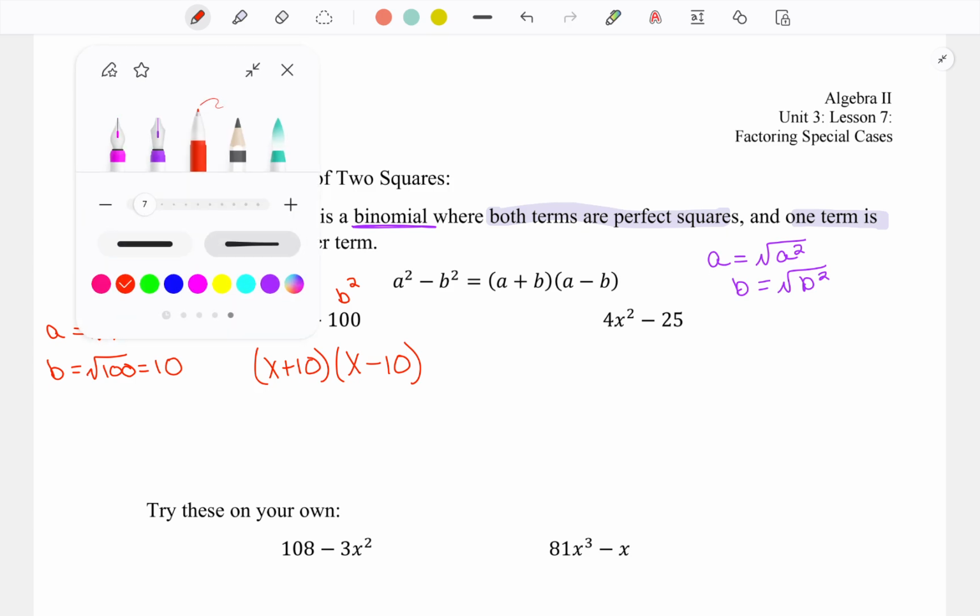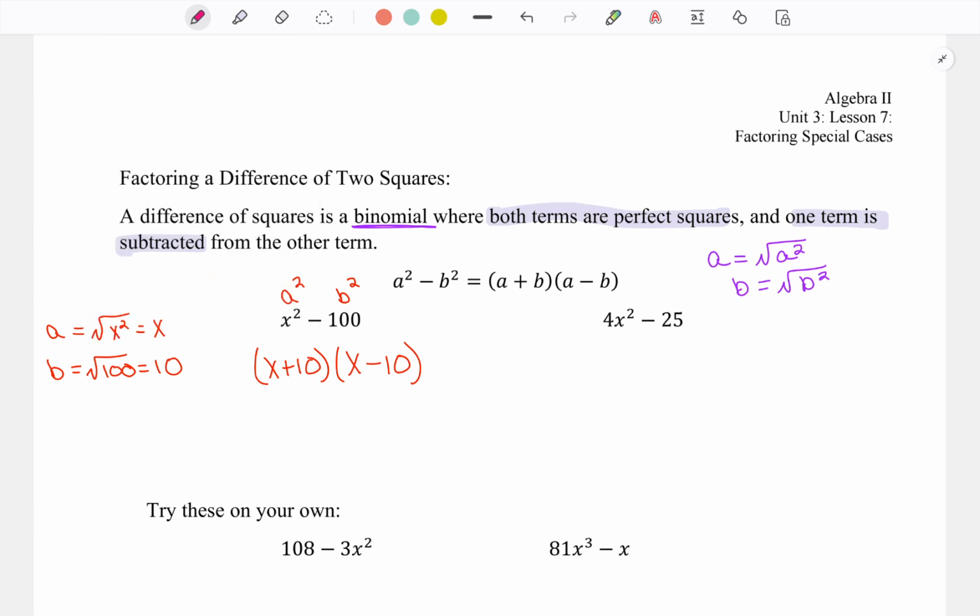Then for number 2, we have our first term as 4x squared and our second term as 25. So for a, we are going to have the square root of 4x squared, and that equals 2x. And then for b, we're going to have the square root of 25, which is 5. So we are going to put this in our pattern, and we will have 2x plus 5 and then 2x minus 5.